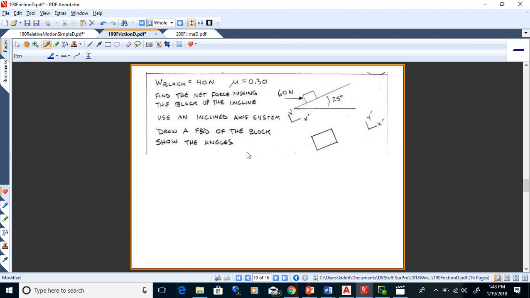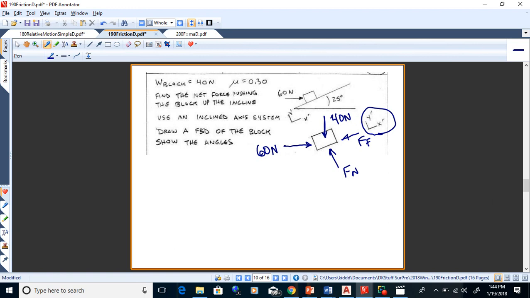Now on this kind of thing, I would use an inclined axis system. If I draw a full free body diagram, I'll have the force pushing on the block, which is 60. I'll have the weight, which acts straight up and down, 40 newtons. Then I'll have the unknowns, the normal force and the force of friction. With those two unknowns both aligned at that 25 degree angle, I'm going to use an inclined axis system to get this figured out. That would be the way to go with this one.